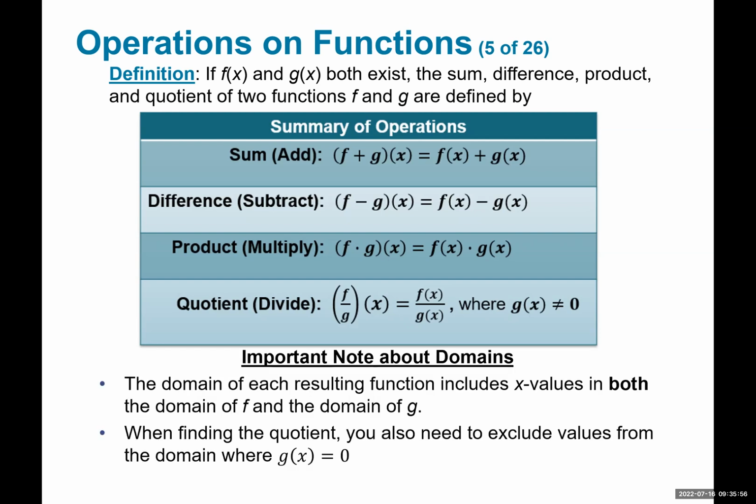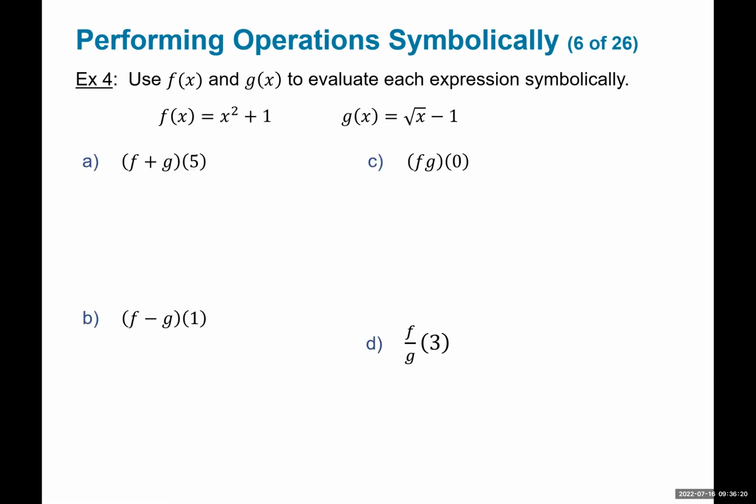The domain of each resulting function includes X values from both of the domains. So like if they say, what's the domain of the sum of this? Then if there was a restriction in f and a restriction in g, then that means there's a restriction in f plus g. So whatever the domain is for both of them, you still have to consider both domains when you consider the entire domain. Use f of X and g of X to evaluate the expression symbolically.